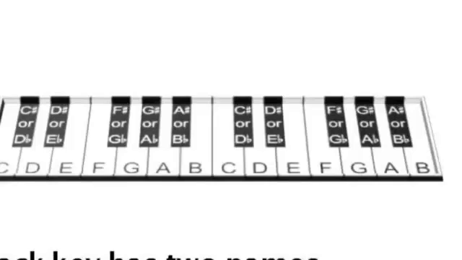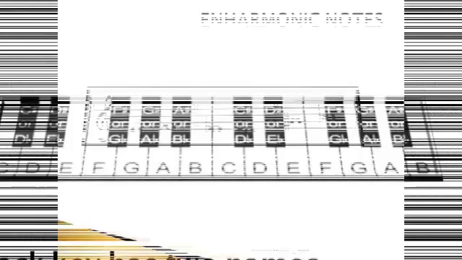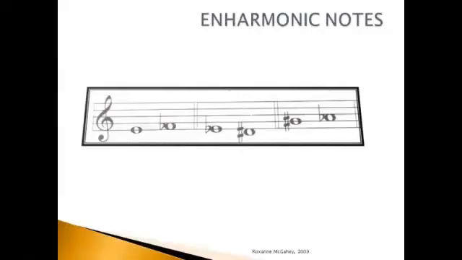Here we have those same enharmonic notes written in the treble clef. E and F flat are enharmonic notes. E flat and D sharp are enharmonic notes. And G sharp and A flat are enharmonic notes. That means that they look different, they sound the same.